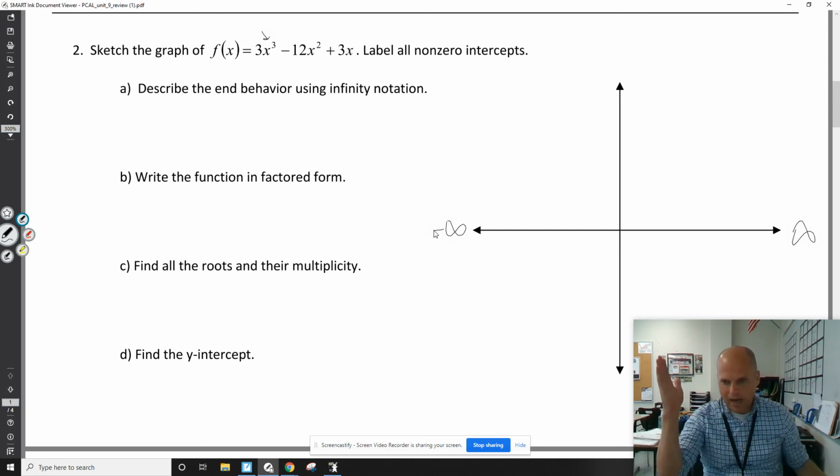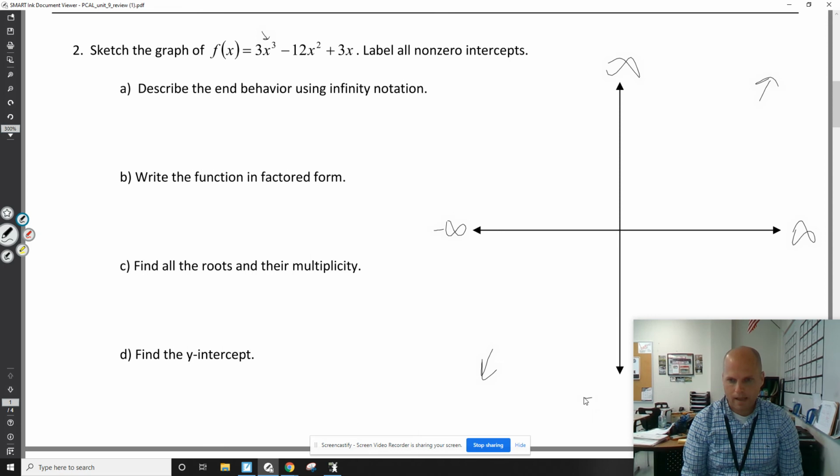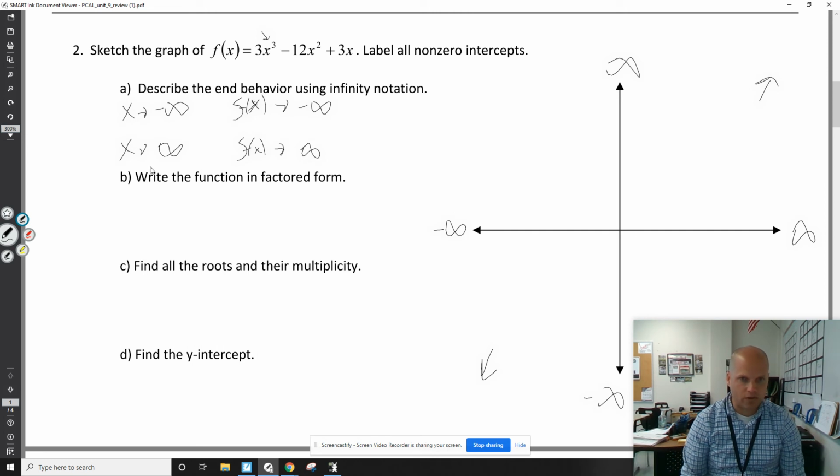X cubed, odd power. We have our John Travolta's, positive leading coefficient. We're going to end up just like y equals x cubed, up and to the right and down and to the left. So as our x's go to negative infinity, my y's are going to be going down to negative infinity. As x's go to positive infinity, my y's are going to go to positive infinity. Right there. Write the function in factored form.